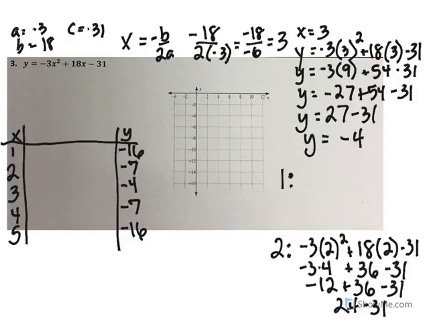Okay, let's do the vertex first. 3 comma negative 4. 3 means that you go in the middle of 2 and 4. Now let's go to 1, negative 16. 1 is in the middle of 0 and 2. 2, negative 7. It's a skinny one. 4, negative 7. 5, negative 16.